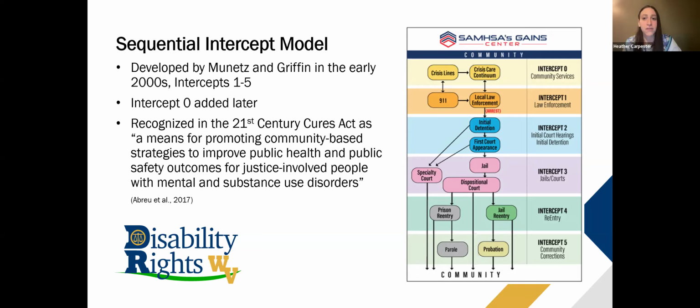Another thing about the Sequential Intercept Model is that it was recognized in the 21st Century Cures Act as a means for promoting community-based strategies to improve public health and public safety outcomes for justice-involved people with mental and substance use disorders.